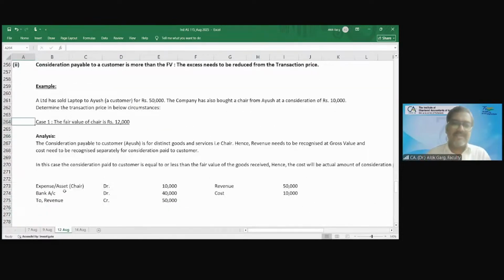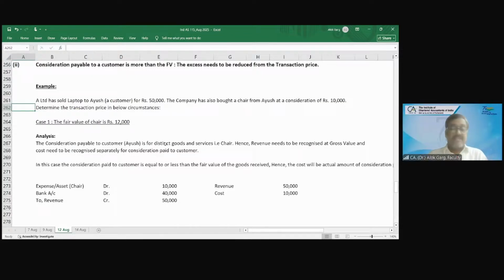One more example. A Limited has sold a laptop to Ayush, a customer, for rupees 50,000. Ayush is my old customer, old student, right? So standard पढ़ाते पढ़ाते मैं भी student को customer बोलने लग गया, right? So Ayush is my old student. The company has also bought a chair from Ayush at a consideration of 10,000. Determine the transaction price in below circumstances.